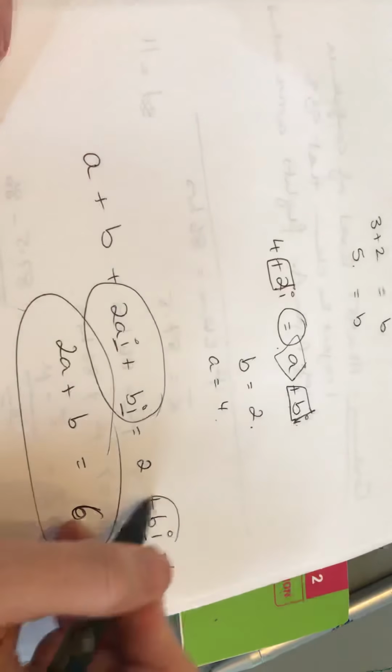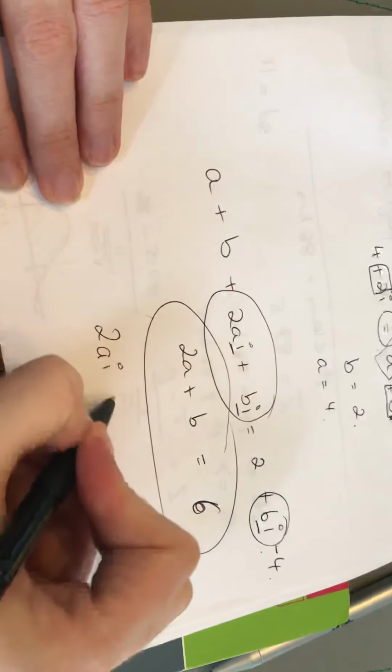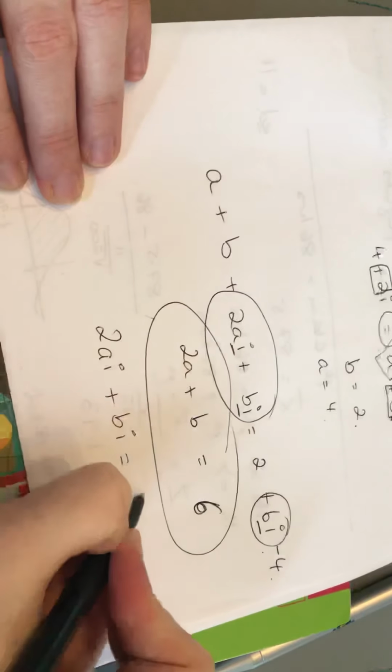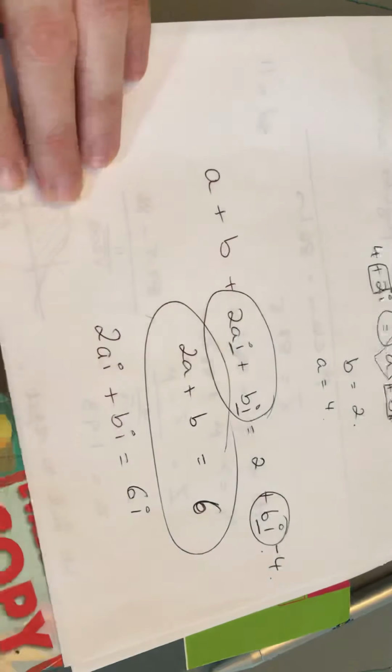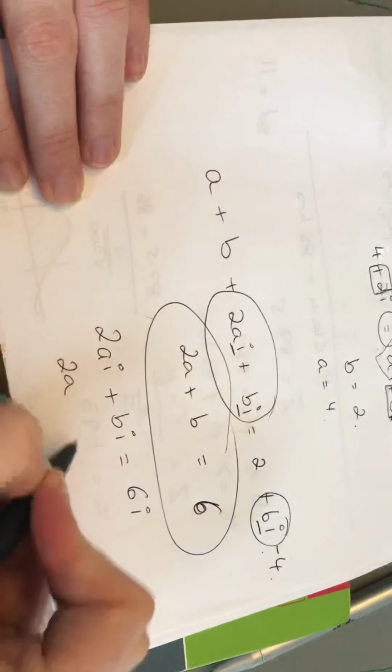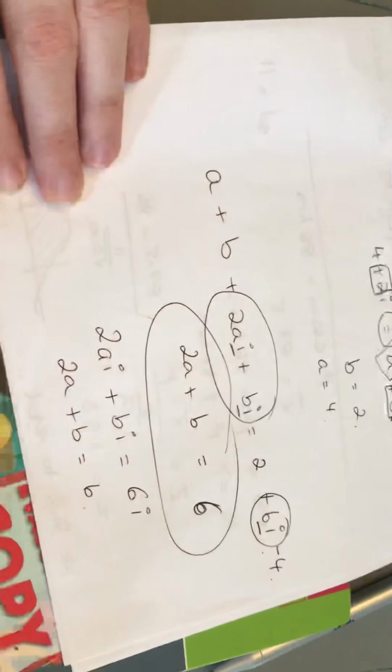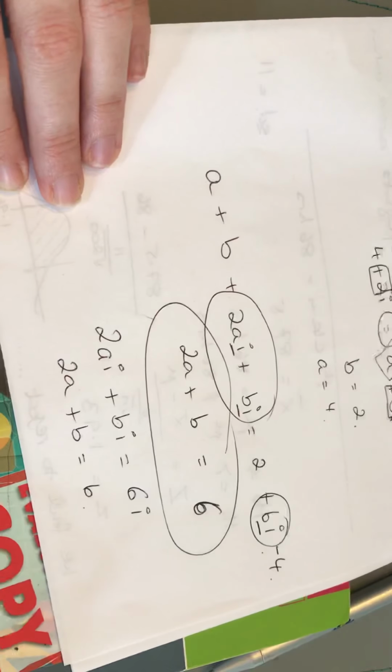Or another way of looking at it is they're your imaginary. So 2ai plus bi is equal to 6i. You could just divide across by i because you don't need it. And that's where I got that. So whatever way you want to look at it.